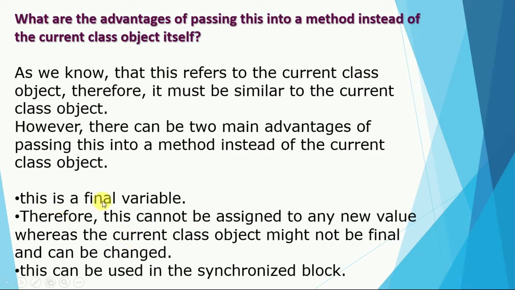Because it always refers to the current class object, this is always a final variable. Therefore it cannot be assigned to any new value, because its value and its reference are fixed. That's why it is called a final variable. Whereas the current class object might not be final and can be changed. So this can be used in a synchronized block, and we can pass this into a method instead of the current class object itself.